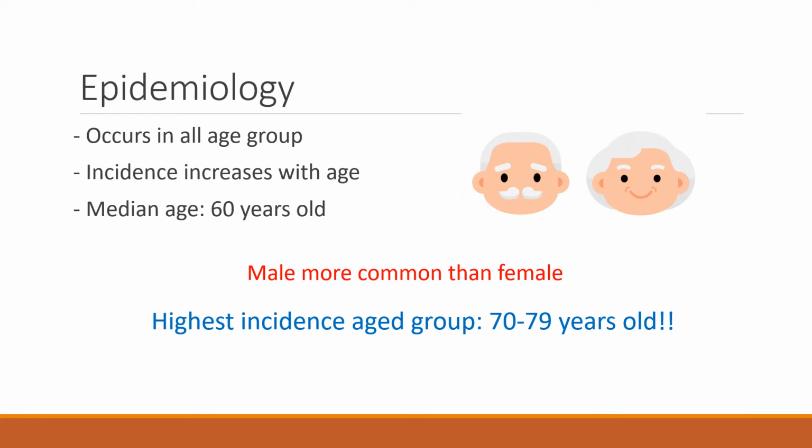It occurs in all age groups. The incidence increases with age, and the median age of having this disease is 60 years old. Males are more commonly affected than females. The highest incidence age group is 70 to 79 years old, which indicates the elderly are more commonly affected than younger ages.